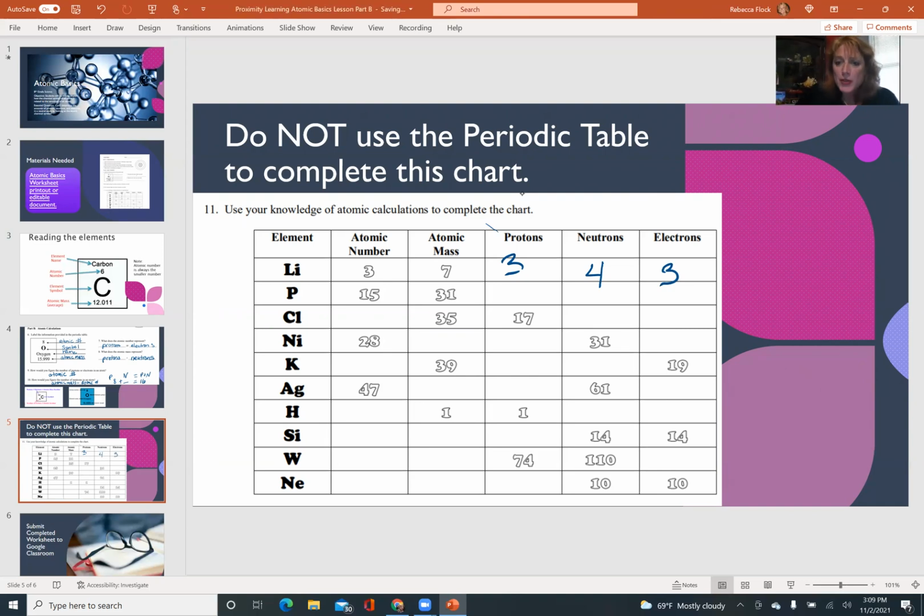All right. So let me try a different one down here that doesn't give you all the same stuff. So on this one, for Ag, silver, it gives you the atomic number and the number of neutrons. So atomic number tells us the number of protons, so it's 47, and the number of electrons, 47. But now we need to figure out the atomic mass. So we know that atomic mass is protons plus neutrons. So we need to add together our protons and our neutrons. So 47 plus 61. Okay, 108. So our atomic mass will be 108 because we had to add together the protons plus the neutrons. Okay, any questions on that?